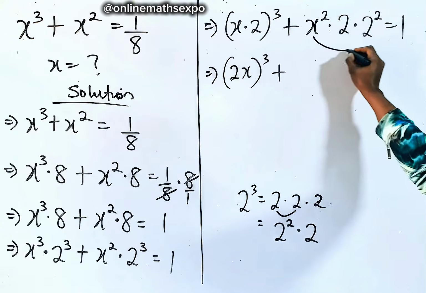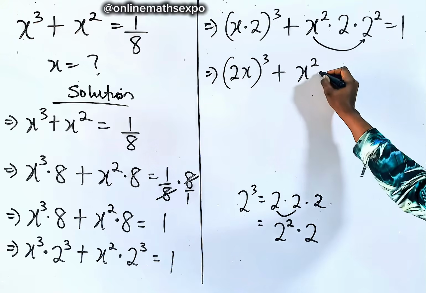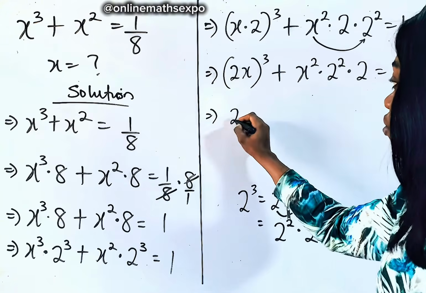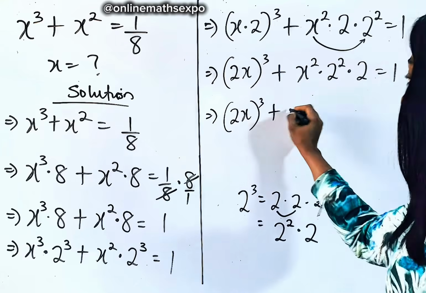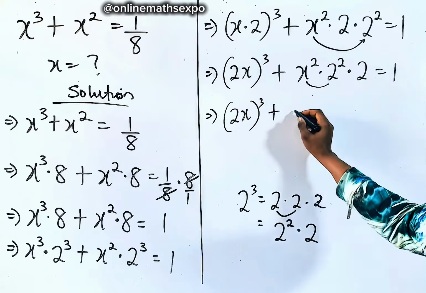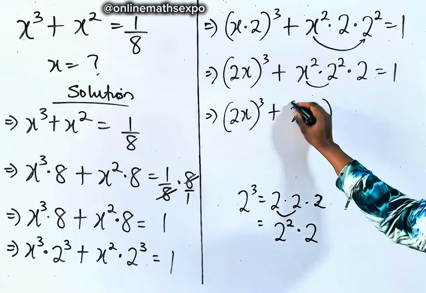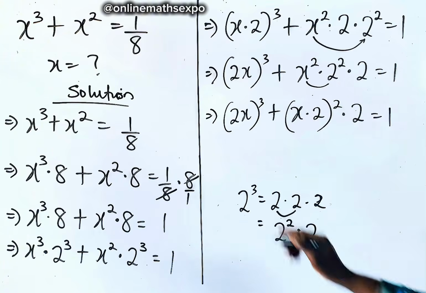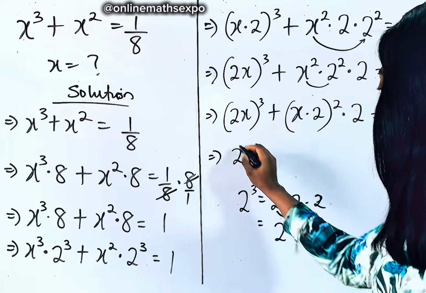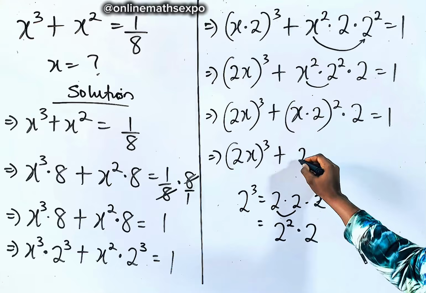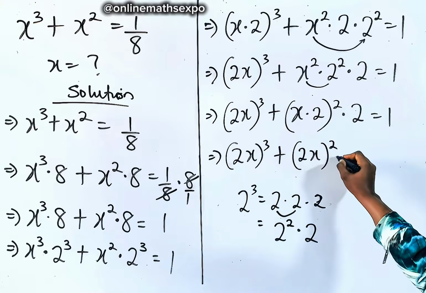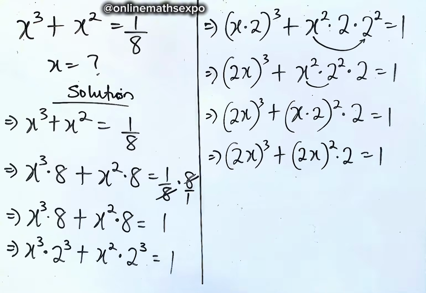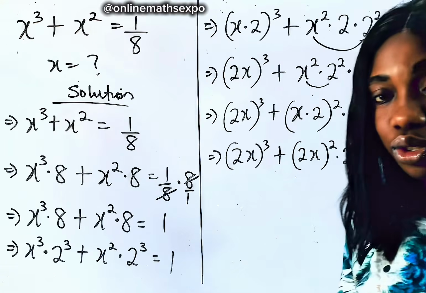Now, let's bring these two together. So we have x squared multiplied by 2 squared multiplied by 2 is 1. So we are going to have 2x raised to the power 3 plus, let's apply the rule here. So x will multiply 2 and it will be raised to the power 2 times 2 is equal to 1. And what do you do next? We have 2x to the power of 3. Multiply this, it gives you 2x raised to the power 2 times 2 is equal to 1. And at this point, did you observe that these two are the same? So you can choose to replace.